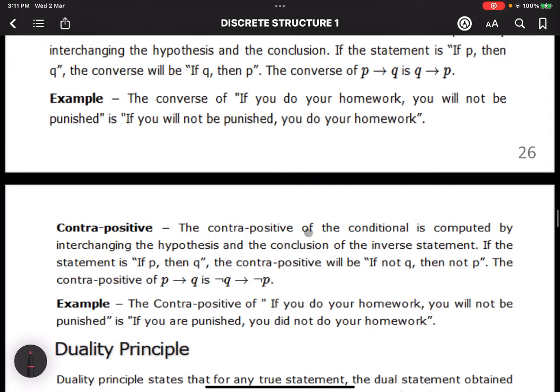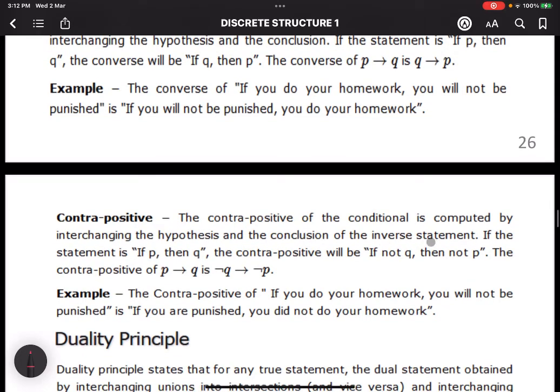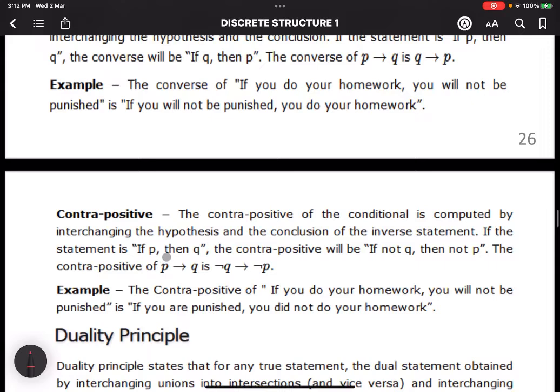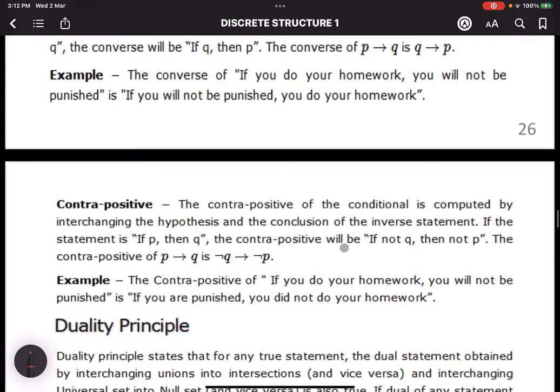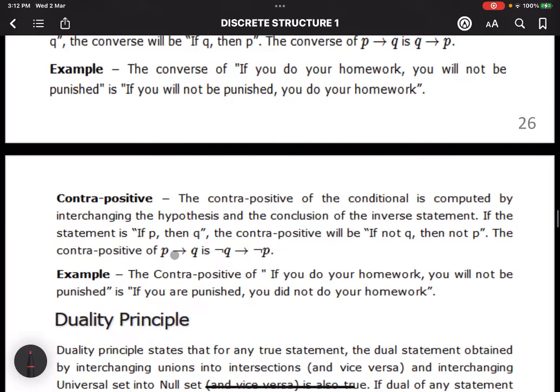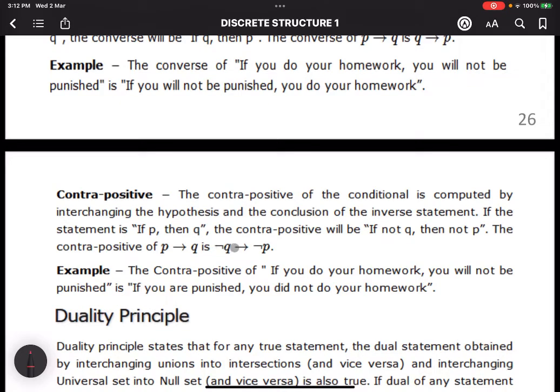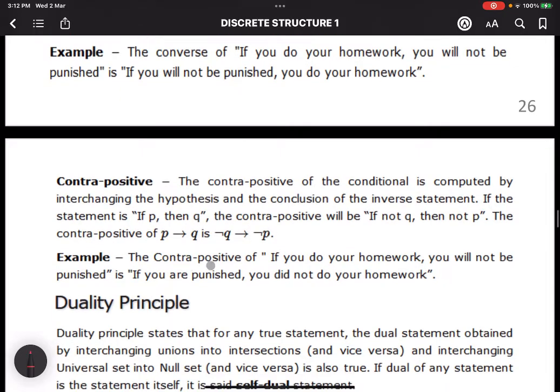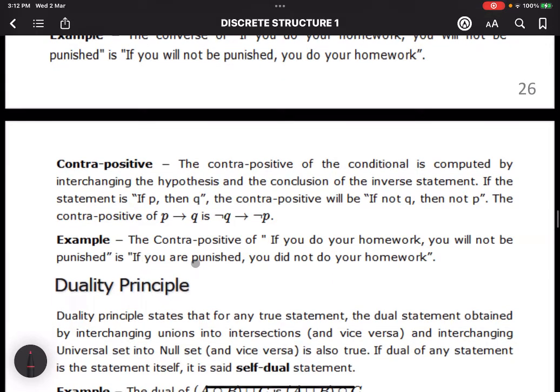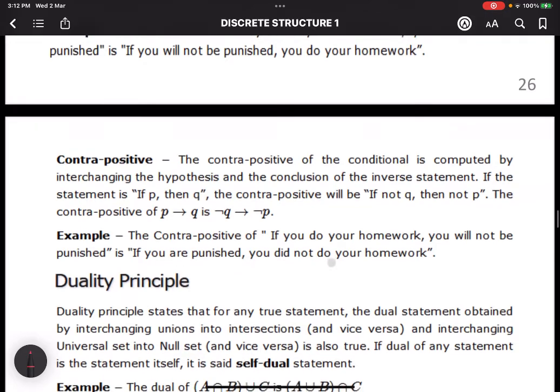Contrapositive, the contrapositive of the conditional is computed by interchanging the hypothesis and the conclusion of the inverse statement. If the statement is if P then Q, the contrapositive will be if not Q then not P. So the contrapositive of if P then Q is if not Q then not P. The example for this is if you do your homework, you will not be punished is if you are punished, you did not do your homework.